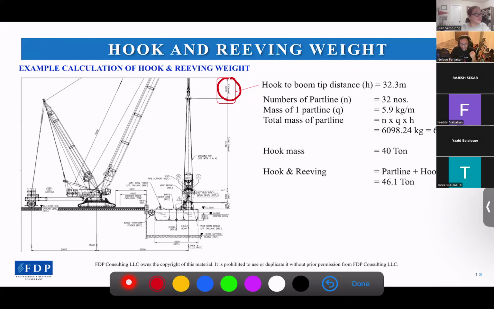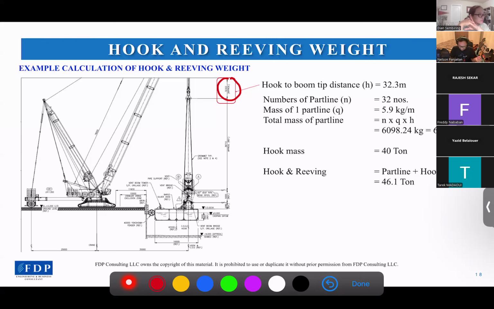Once we have the part line length, we can now calculate the total weight of the part line using the formula we mentioned previously: n times q times h, where n is the number of part lines. There are 32 because we have 32 part lines attached to the hook, and q is 5.9 kilograms per meter, the mass of a single part line. You can find this information in the manual, and usually it is based on the diameter of the rope. And then h is the length of the part line. We already calculated it: 32.3 meters.